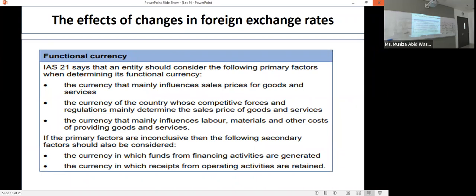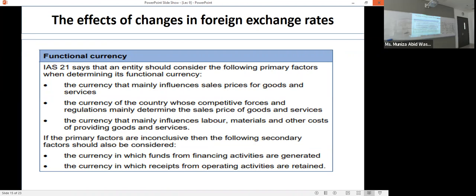What are the financing activities? Two important financing activities are there: taking a debt or taking an equity. So if no information is being given regarding the primary data, then you have to consider in which particular currency the organization is making a debt financing or the equity financing. The currency in which the organization is taking its debts and its equity will be known as the functional currency. And the second one, the currency in which receipts from the operating activities are retained.